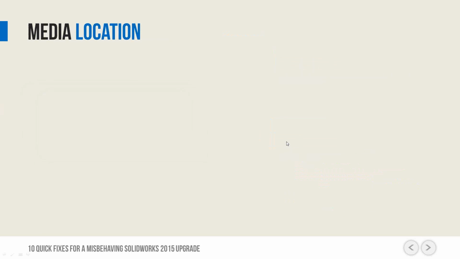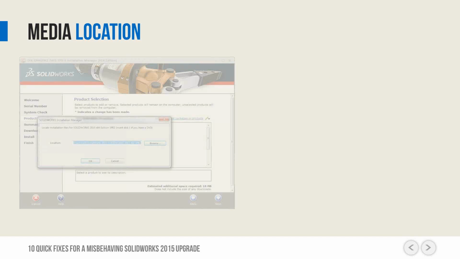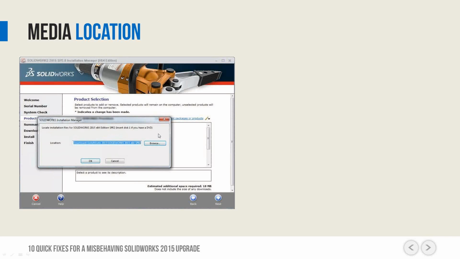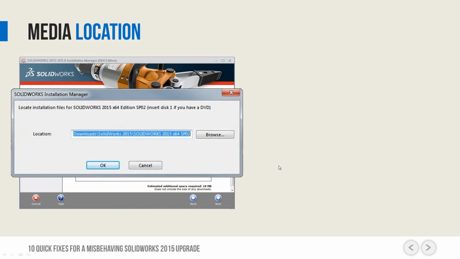All right. Media location. So in some cases when we're trying to upgrade, let's say, from Service Pack 0 to Service Pack 4 of 2015, you may get a pop-up here at the product selection page after you hit next where it says locate the installation files for SolidWorks 2015, etc. It says insert disk 1 if you have a DVD. And again, this isn't necessarily 2015 related.